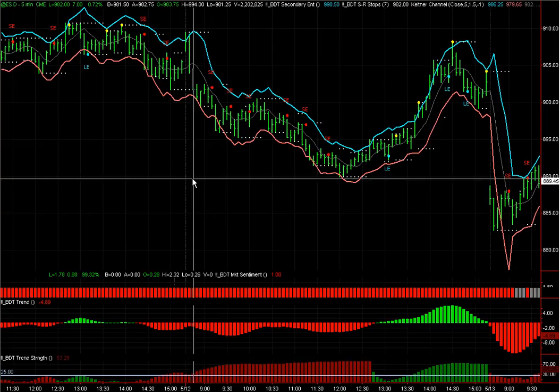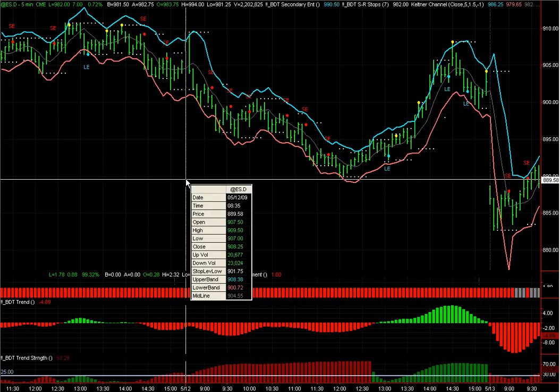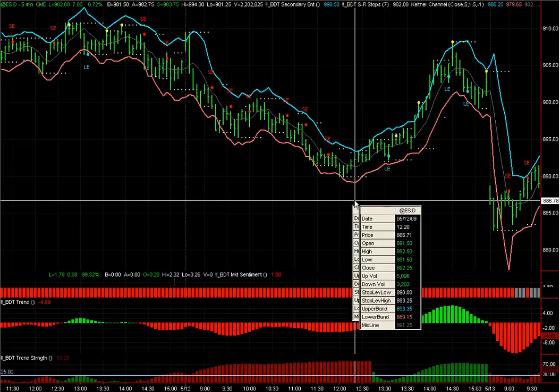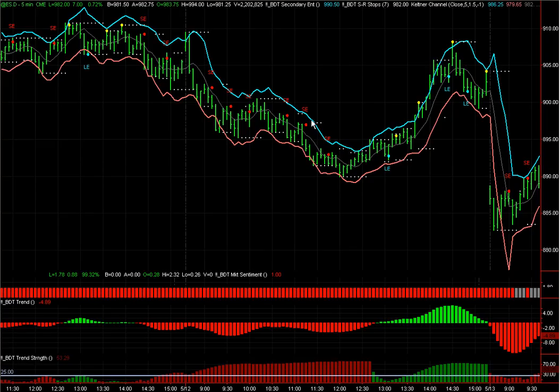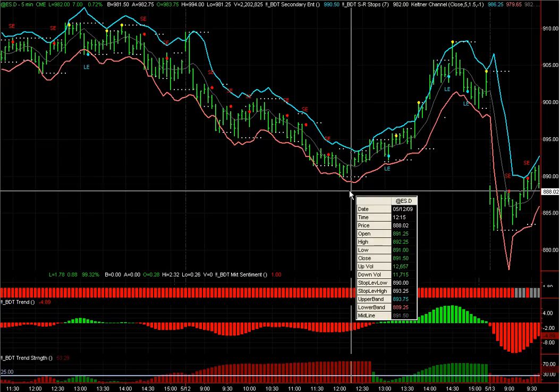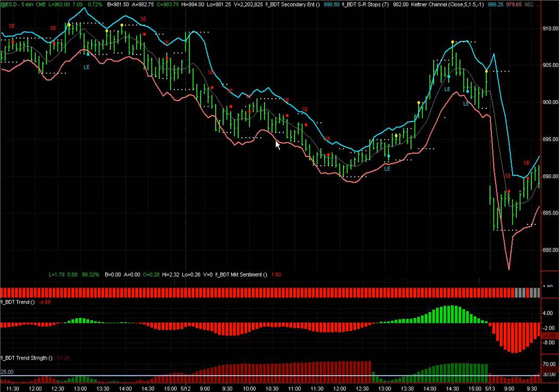So we would have gotten in at the first bar at 908.50 and gotten out when the support and resistance stops were hit, which is 893.25. So that's a very profitable trade and an excellent example of how you can let trades run when the trend is strong. So that's how we use the Black Diamond Trader Indicator package.